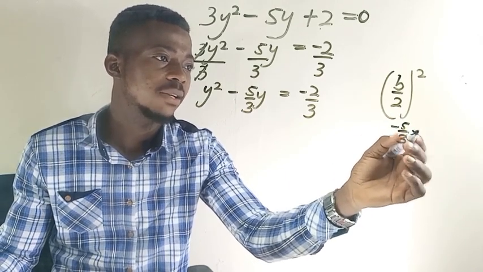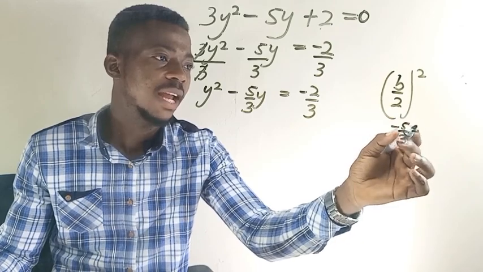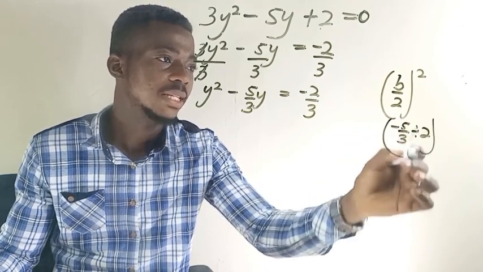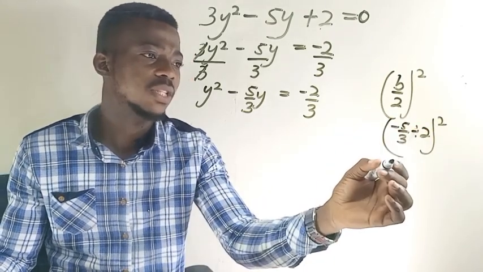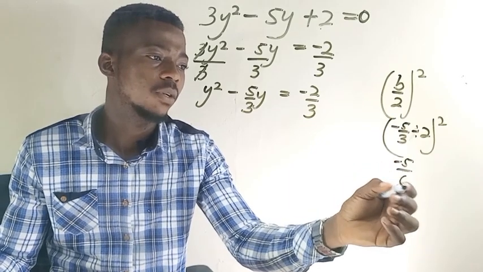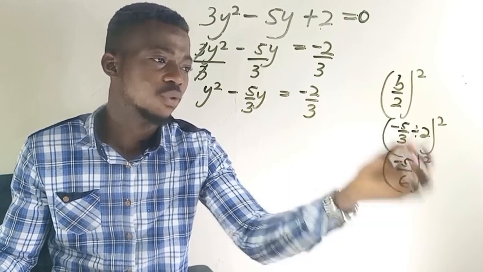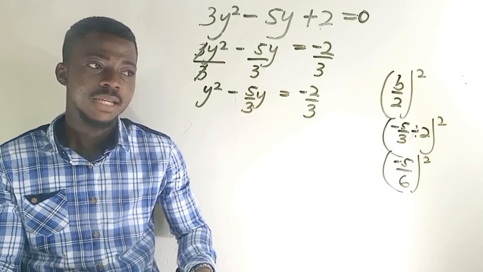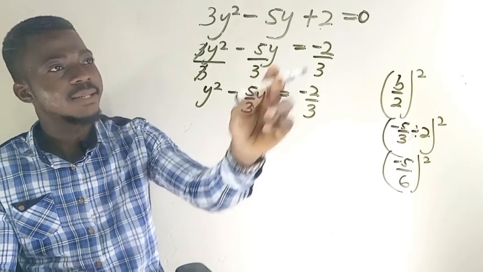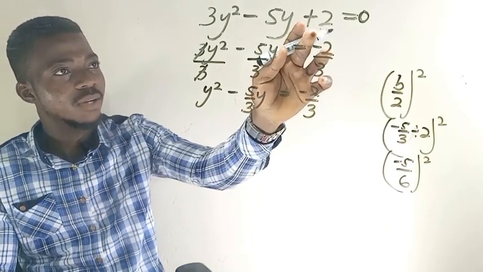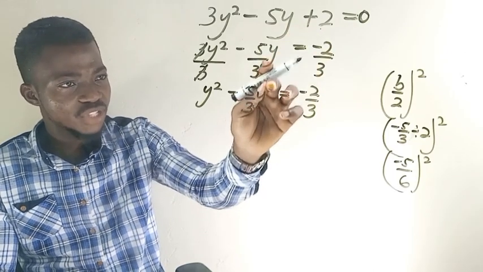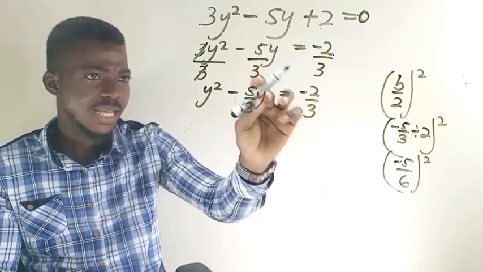So b is minus 5 over 3, all divided by 2, and all squared. That one is going to give us negative 5 over 6 all squared. That is what we have. Now you're going to replace this one. You're going to put it at this position. We're going to fix this one here.